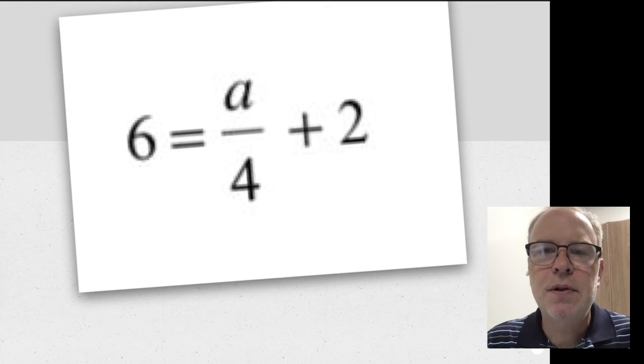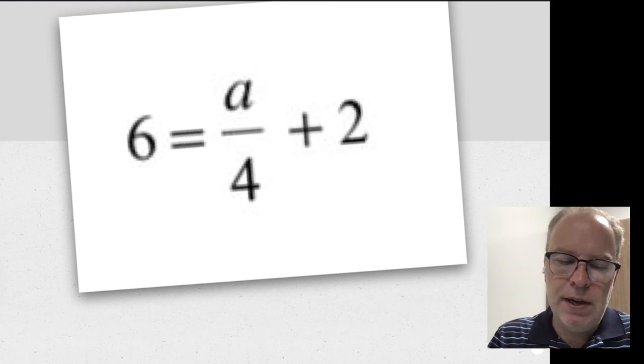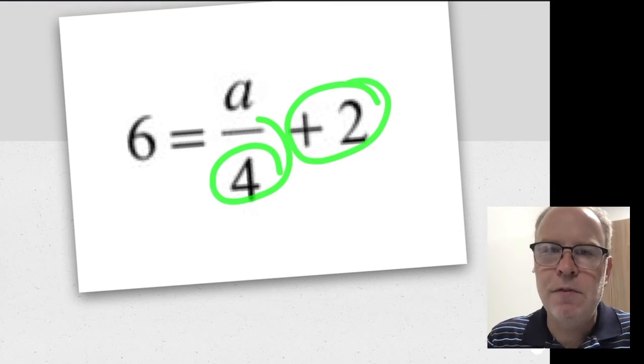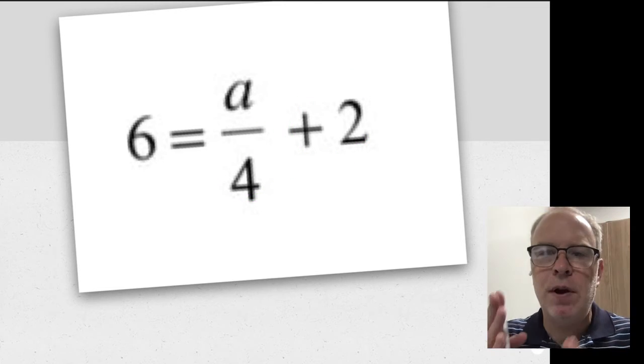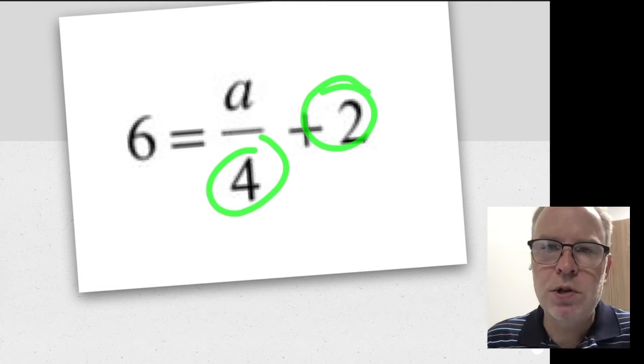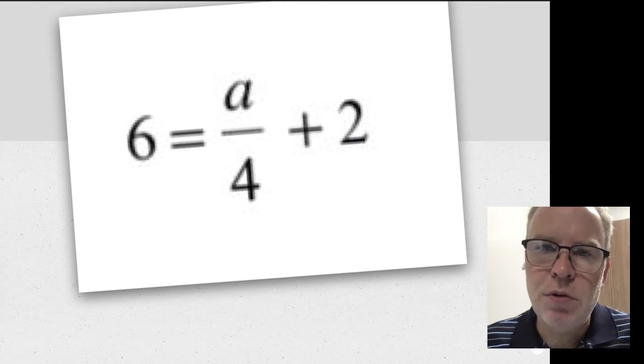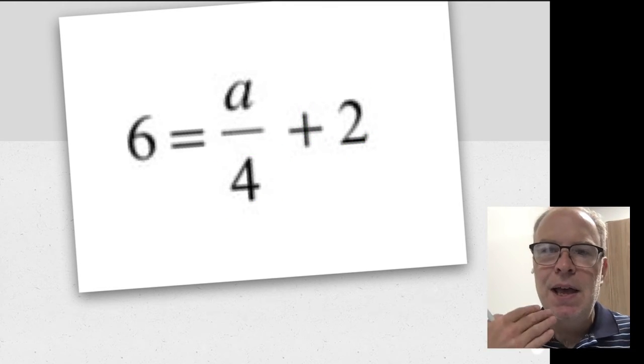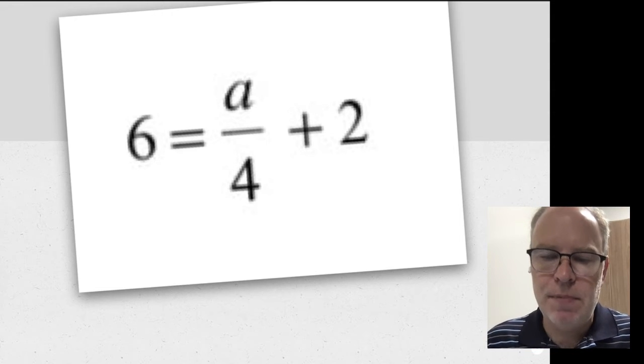All right, this has a couple things we need to get rid of. We need to get rid of the 2 and the 4 to get a all by itself. I'm not worried about moving the a to the left side. All I want to do is get rid of the 2 and the 4. So when you're solving equations, you always look to see, can I add or subtract something out of there first?